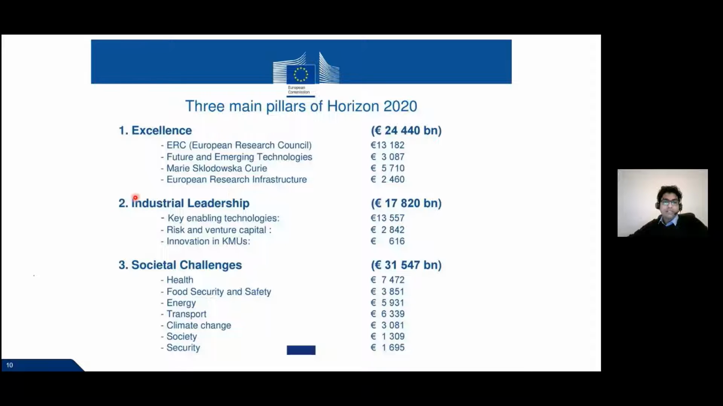Then for industrial leadership, most of the fund goes to key enabling technologies. What are key enabling technologies? Key enabling technologies are technologies which are new and can be marketed easily. Then there is risk and venture capital, which is like when you open a startup company, and in a startup company you have more risk. But if it succeeds, this kind of startup company can boost and increase your GDP level.